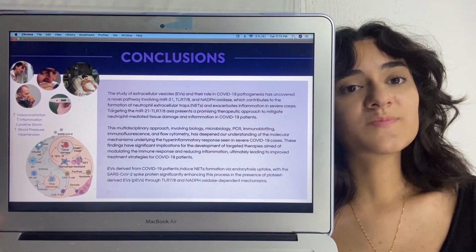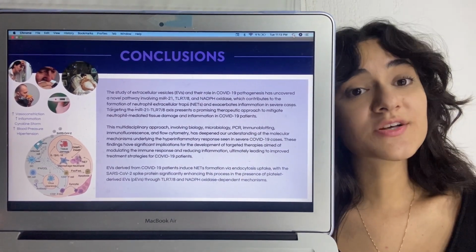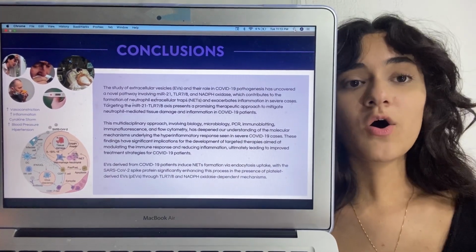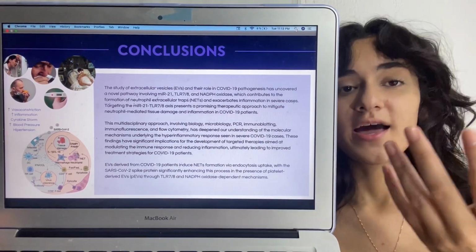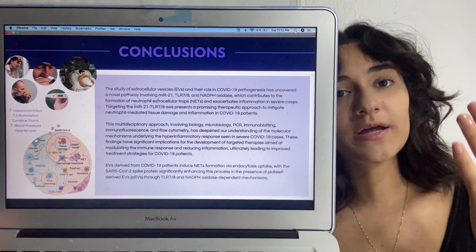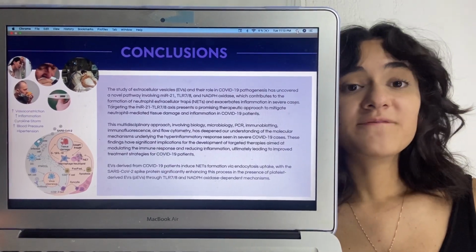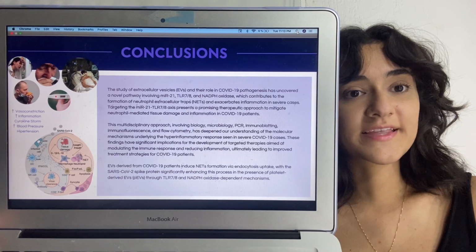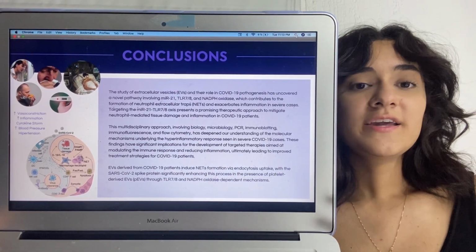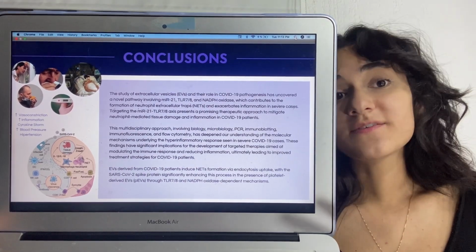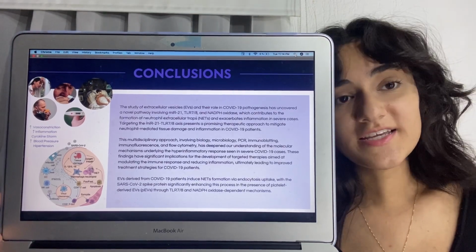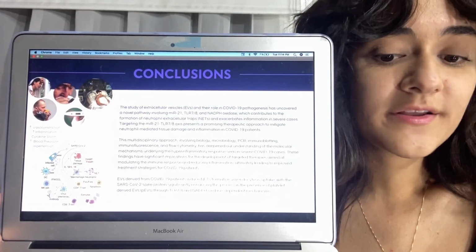For conclusions, we've got that EVs derived from COVID-19 patients induce NETs formation via endocytosis uptake. The SARS-CoV-2 spike protein significantly enhanced this process in the presence of platelet-derived EVs through the TLR7/8 activation. Also, from this investigation, we can conclude that a multidisciplinary approach, including biology, microbiology, PCR, immunoblotting, immunofluorescence, and flow cytometry, can help us deepen our understanding of the molecular mechanisms underlying the hyperinflammatory response seen in severe cases like COVID-19.